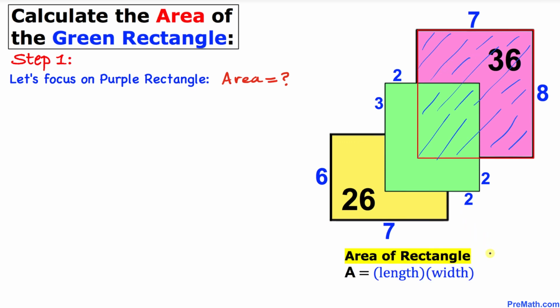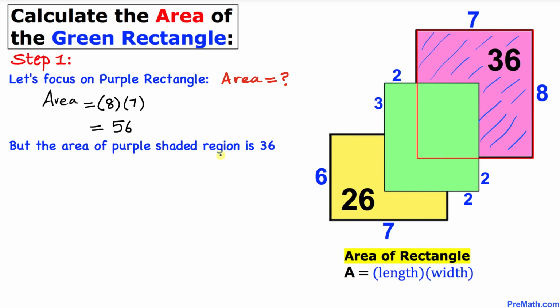Here's the area of a rectangle formula: area equals length times width. In our case, the length and the width of this purple rectangle are 8 and 7. So let's find the area of this purple rectangle. That's going to be 8 times 7, which gives us 56.